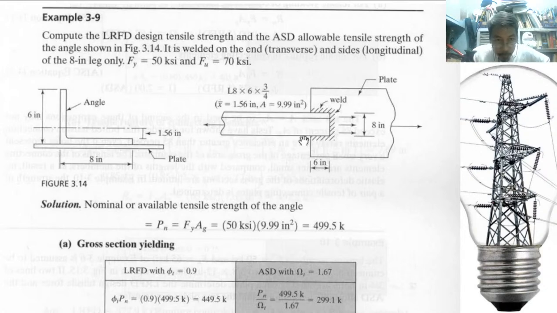Okay. Now, since we have this figure, the X bar is 1.56. Take note of the distance, 1.56. So we have the given 8 by 6 by 3/4, meaning the thickness is 3/4. So therefore, this is 3/4 plus 1.56. So X bar is equal to 1.56 from the table. The area is 9.99 from the table.